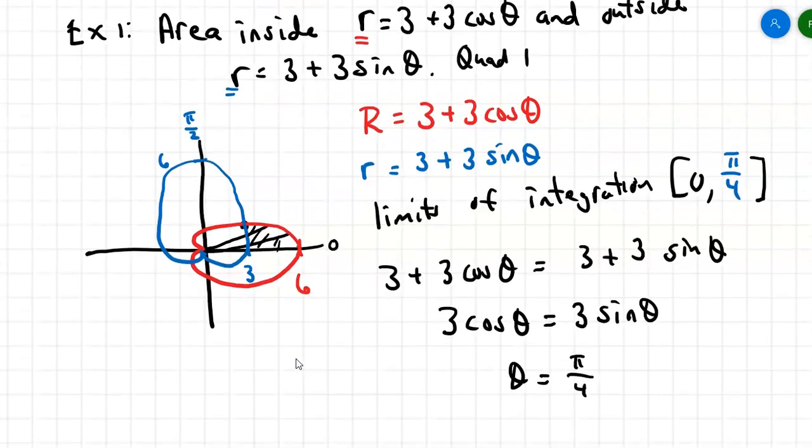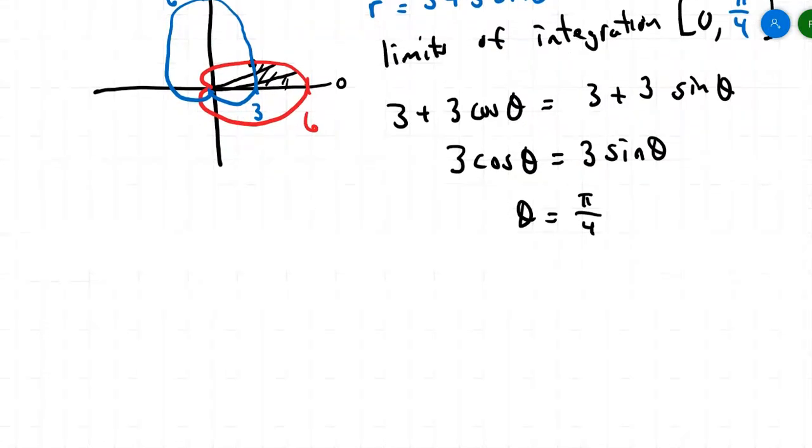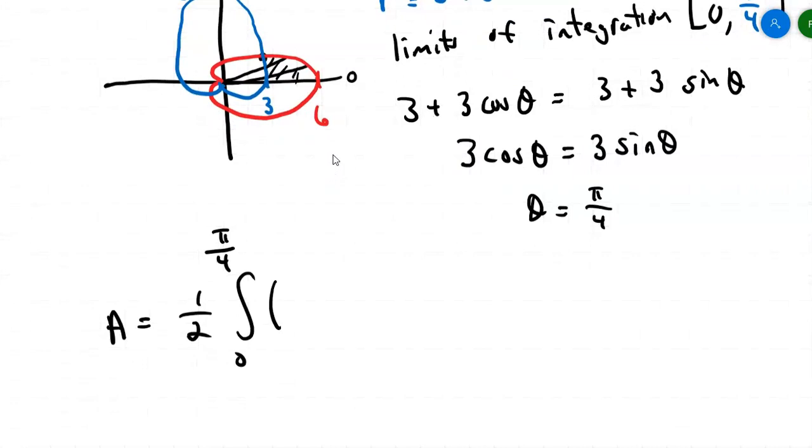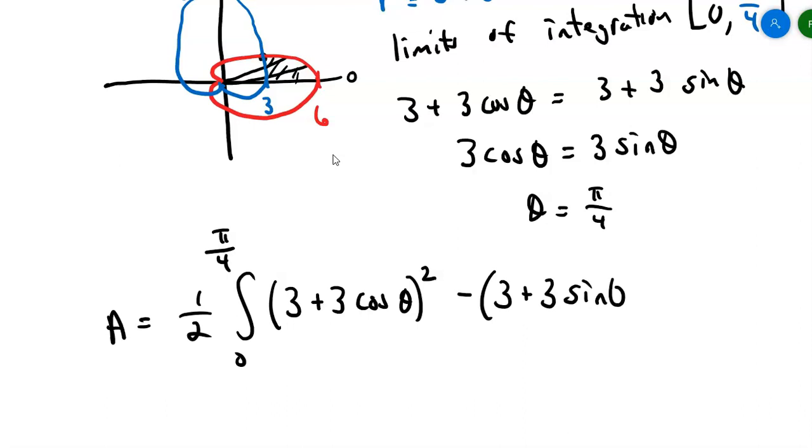Okay. Making progress. Formula. Area equals 1/2 integral from 0 to pi over 4 of big R squared minus little r squared. So we said the big R was 3 plus 3 cosine theta. There's your big R squared minus the little r squared, 3 plus 3 sine theta.